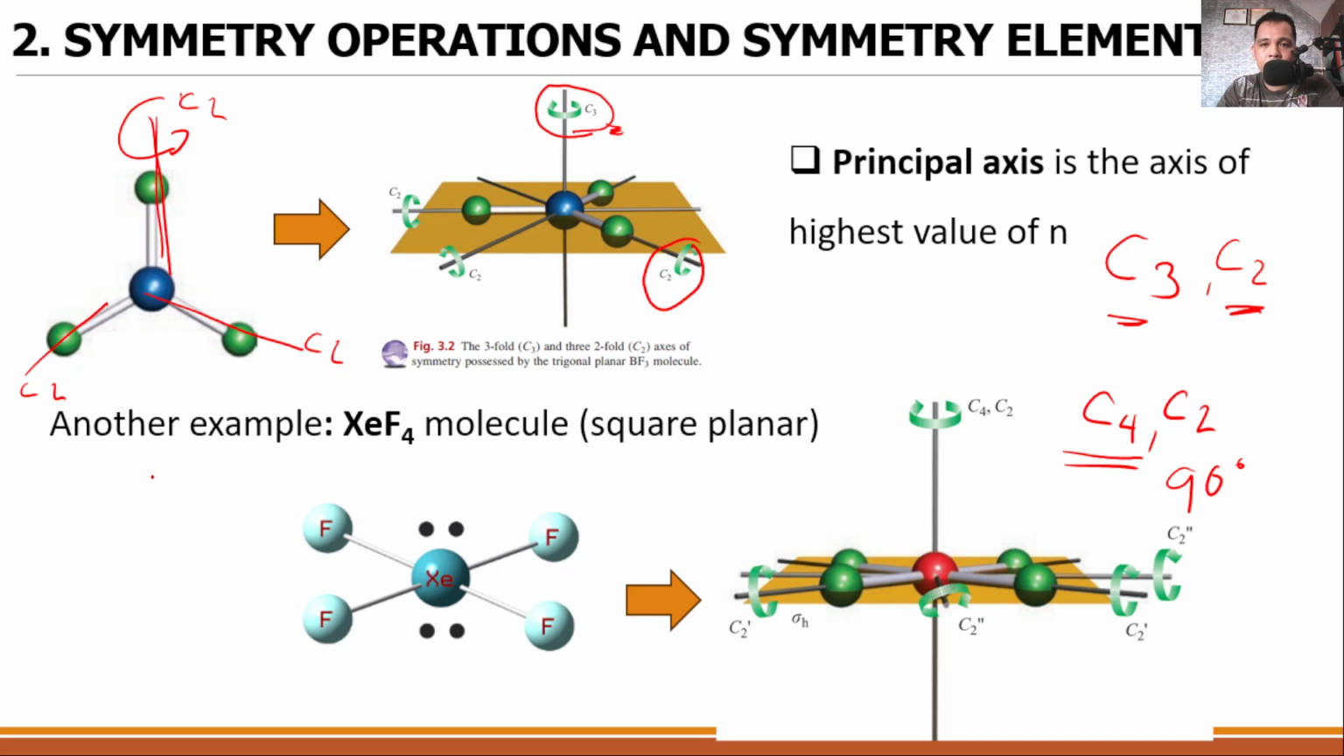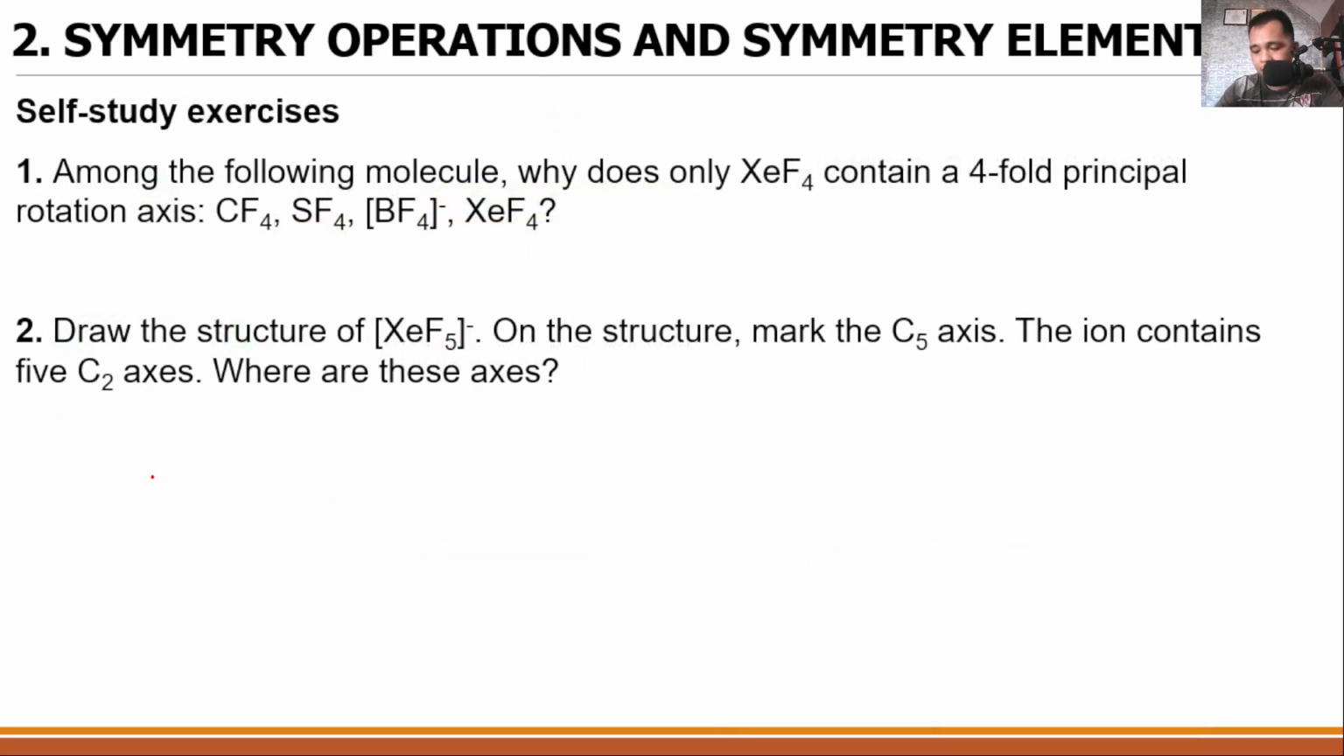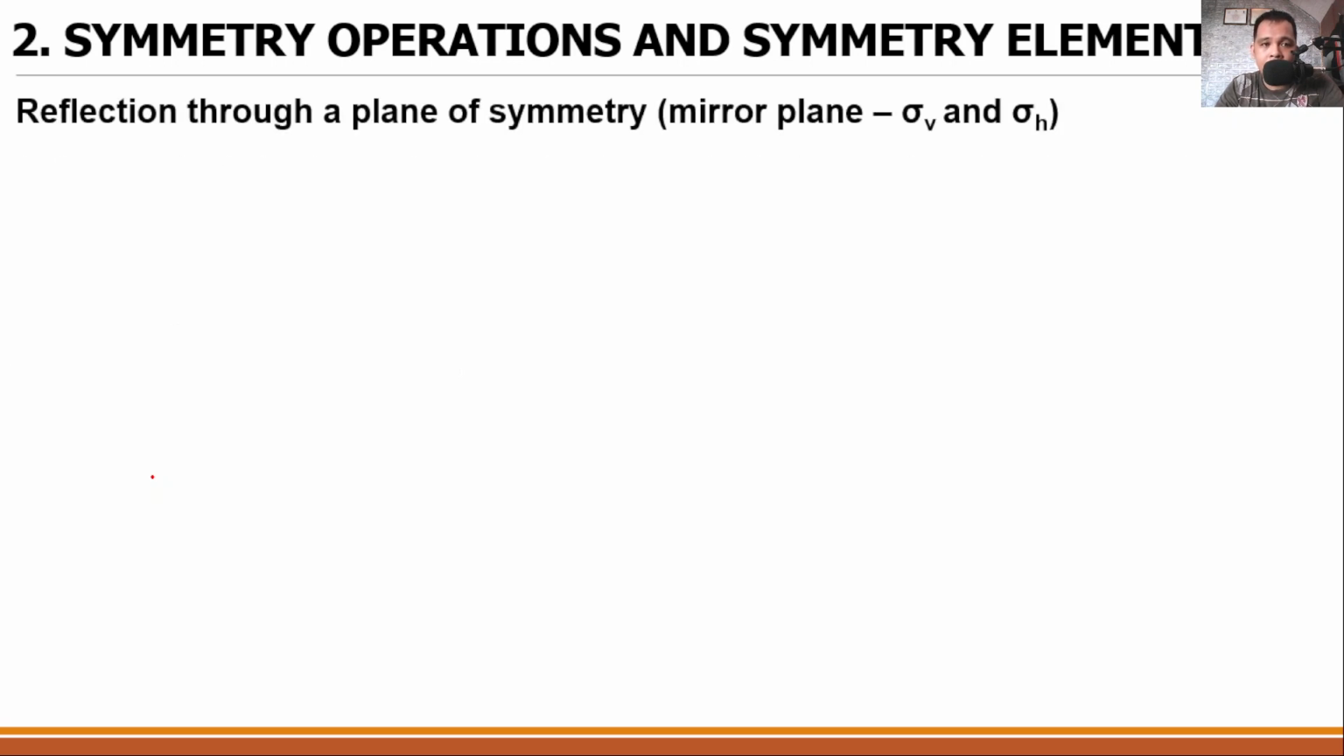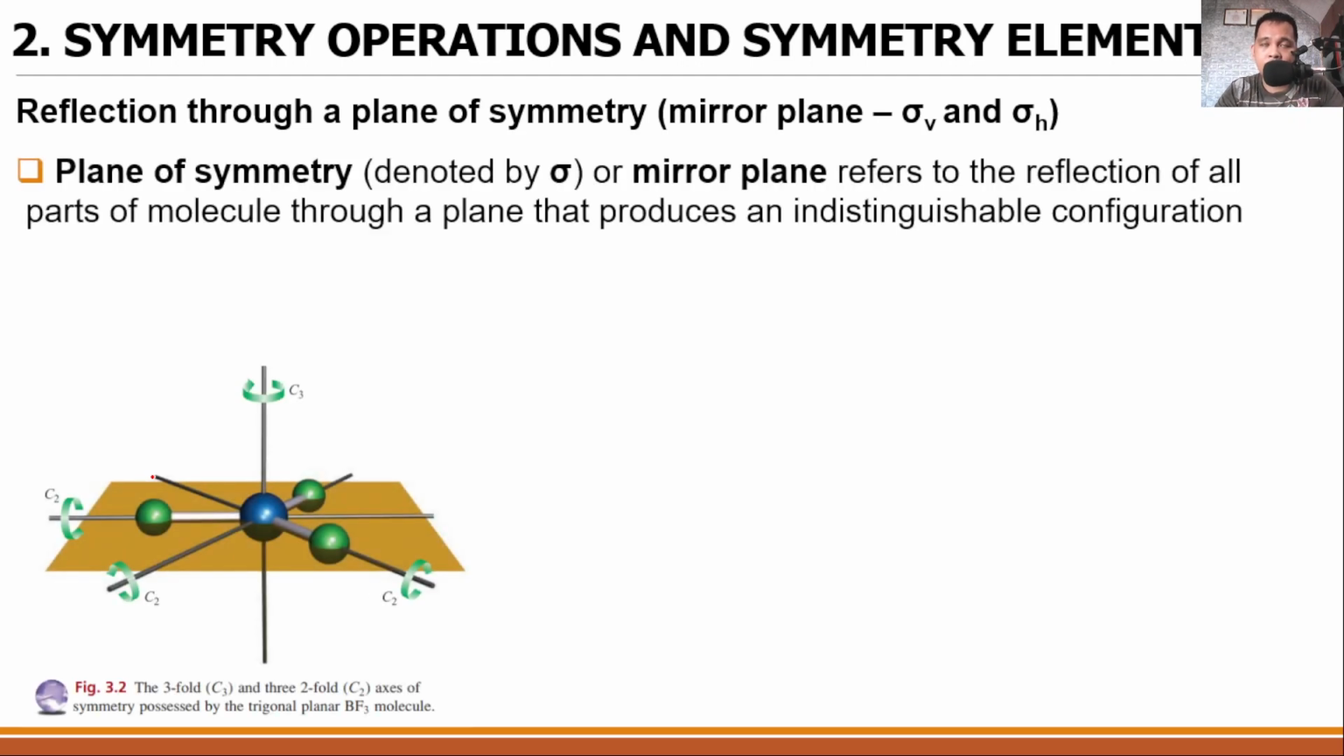So, again, self-study exercises. This will be done on the part 2 of our lecture. Our second symmetry operation is the reflection through a plane of symmetry. What do we mean by that? We have a mirror plane in our symmetry that can be indistinguishable.